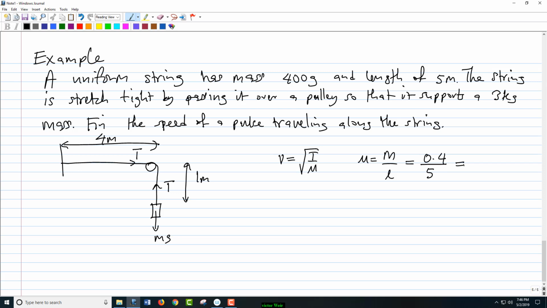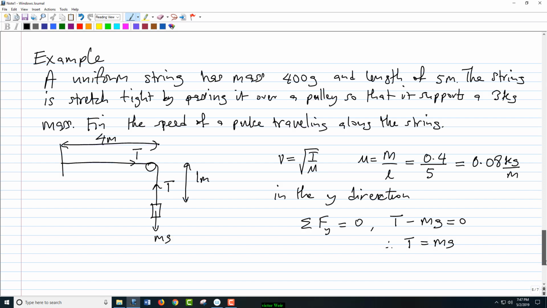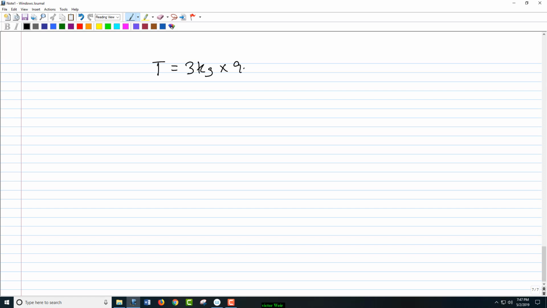Now in the vertical direction, the tension T minus the weight is equal to 0 because the net force vertically is 0. We are just holding the mass fixed so that it keeps the string taut. So the net force in the y direction should be equal to 0 since there is no acceleration. So the tension is just equal to the weight. Calculating that, T is equal to 3 kilograms times 9.8 meters per second squared for acceleration of gravity. So the tension is 29.4 newtons.